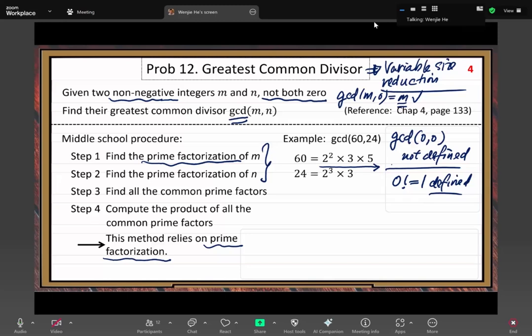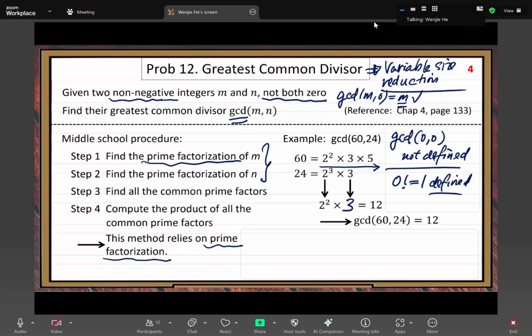After that, let's compare. If they have a common prime base number, we need to get the common factor part. 2 squared is a common factor of both numbers. And for 3, it is just 3. So 2 squared times 3, we have 12. That's our middle school method, right? It looks pretty simple.